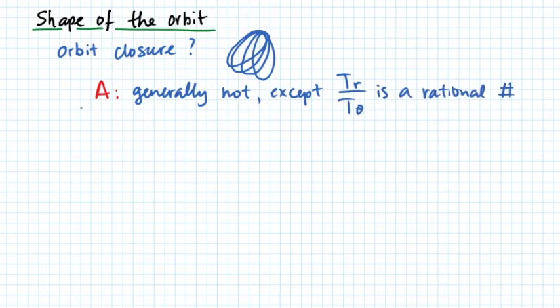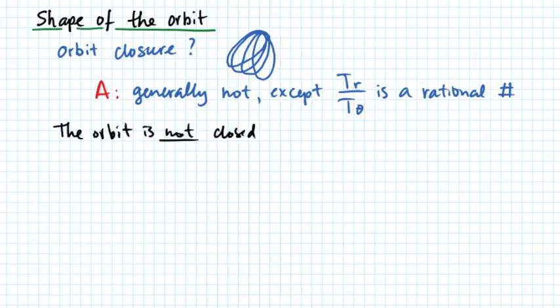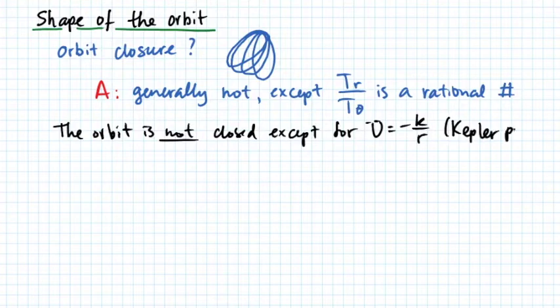An interesting result is that the orbit is not closed except when the potential is that of gravity, or the force being proportional to the inverse squared radius. This is the case of the Kepler problem. And in the case of the Kepler problem, we have an orbit that's one-to-one closed. In other words, the period of motion in radius and the period of motion in angle are the same.